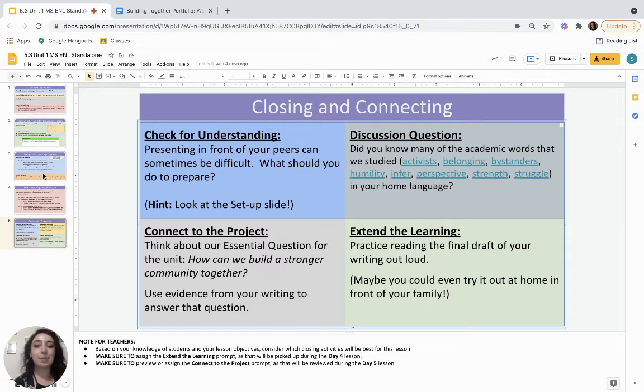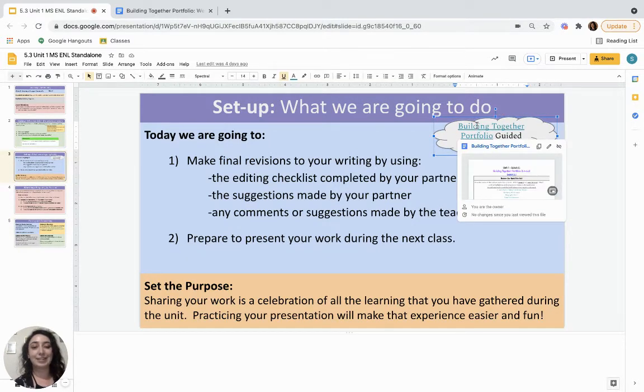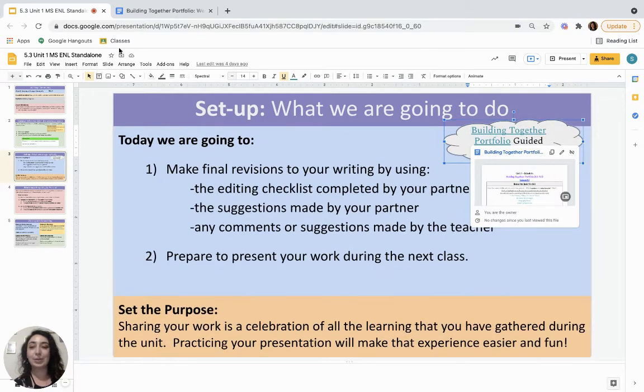I'm going to move back to slide 3 and take a look at this little bubble right here, which is the companion document to this lesson, which you may recognize from 5.1 and 5.2. But I'm going to click over there now.